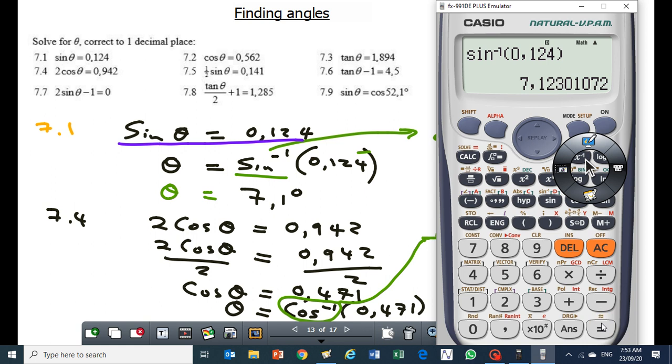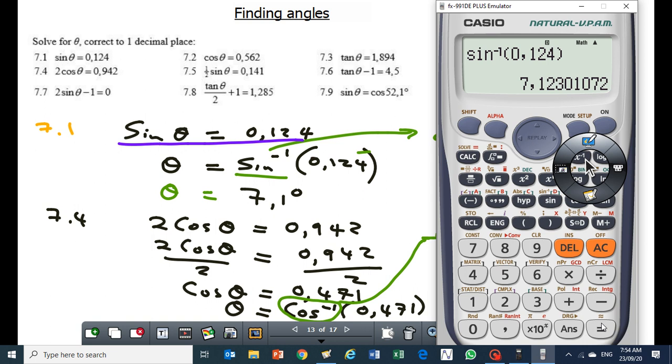Once you press equals, it gives you the size of theta, which is an angle. And that angle is in degrees. That's why we have got that D there on top. So your answer there to one decimal place is going to be 7,1 degrees. Please always remember to put the degree sign, because we are dealing with finding angles, and the angles must be in degrees.